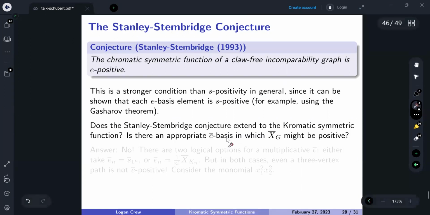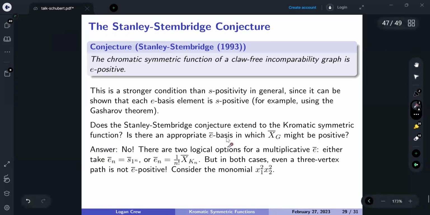So the obvious question to ask is, given that the Gasharov theorem lifts, might it be the case that the Stanley-Stembridge conjecture lifts? Is there some appropriate basis that is an analog of the E-basis in which our function might be positive? And the answer is no, not even close. We have tried, and it fails for a number of reasons.